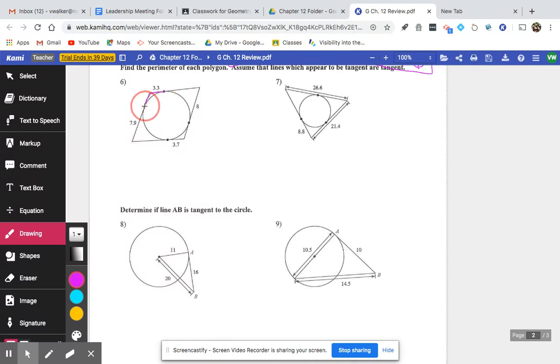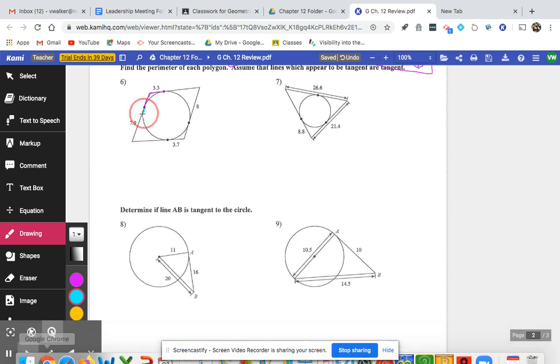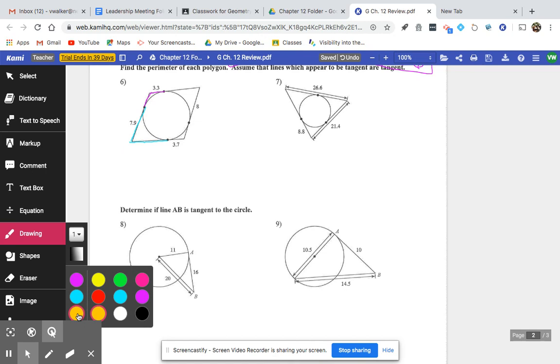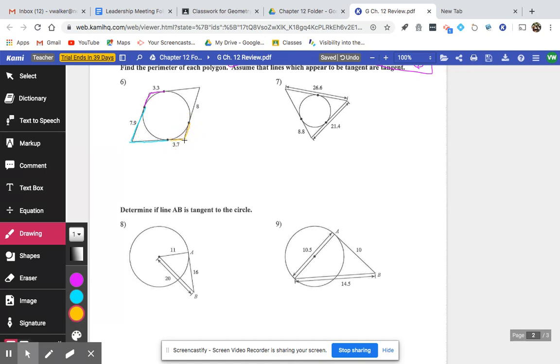So these two are congruent. These two are congruent. These two are congruent. And these two are congruent. So that means I've got an 8 right here. I've got a 3.3 here. I've got a 7.9 over here. And then I've also got a 3.7 right here.